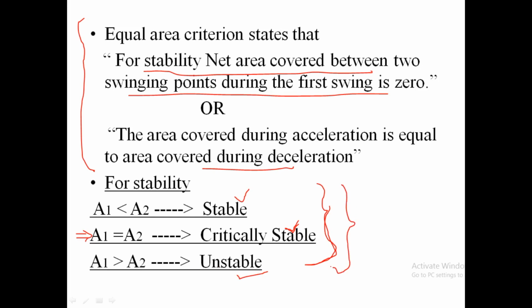So this is regarding the equal area criterion. The equal area criterion is used for the solution of the swing equation. We are considering the first swing. At that time there should be two areas, the accelerating area and the decelerating area. If both are equal, it will become critically stable. That is the maximum limit for the stability of the synchronous machine.